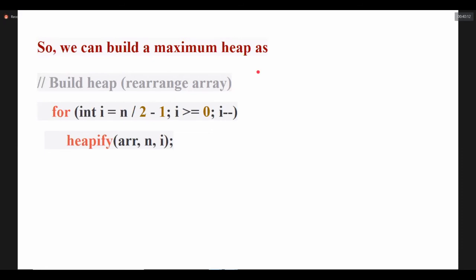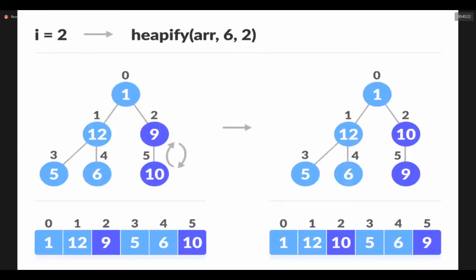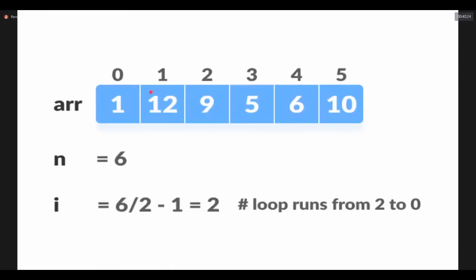Here n is the size of the array. So see the example once again. The array is given, with tree representation of the array 1, 12, 9, 5, 6, 10. So here where do we start the heapify according to the rule n by 2 minus 1? Here n value is 6 by 2, 3 minus 1. So you start the heapify process at the second index.